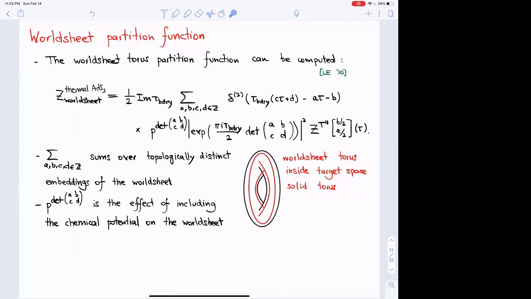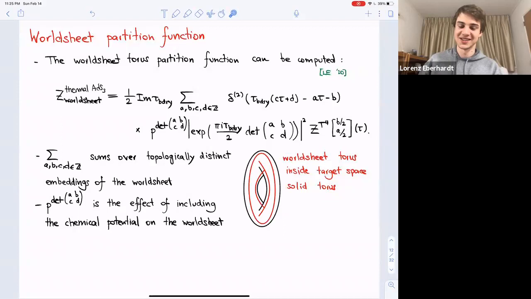Thank you so much. So this is also one of the main reasons why this even works. But it's kind of a disappointing reason. You could say that there's not really a bulk, because the worldsheet never explores the interior of the bulk fully. I see. Okay. Thank you.